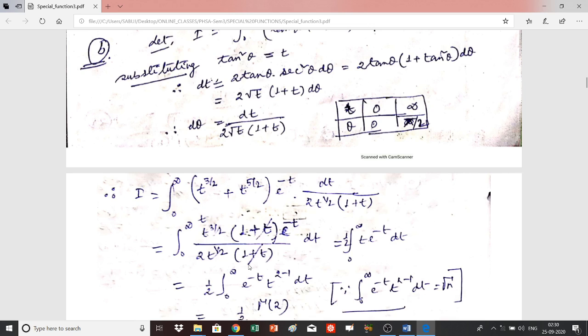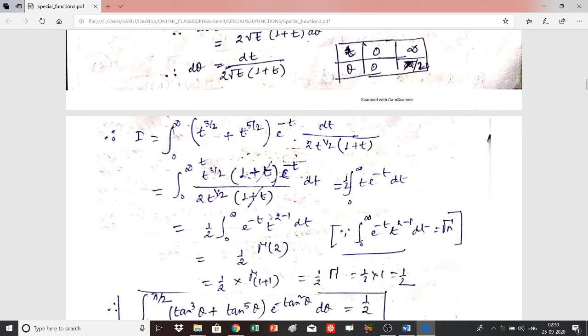Then this term is written here, and then dt. Now just cancel these two terms, and since the 2 is there, this will give half, 0 to infinity. And since it is t to the power 3 by 2 and t to the half is there, it will give you t and e to the power minus t, and dt. So then you can write this as 1 by 2, integral 0 to infinity, e to the minus t, t to the power 2 minus 1 dt.